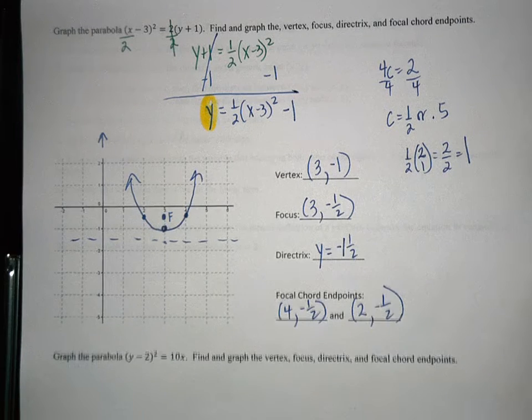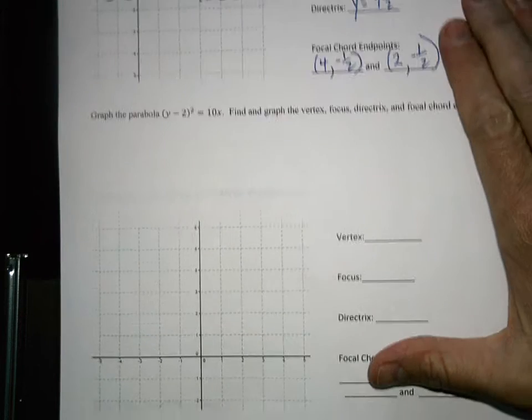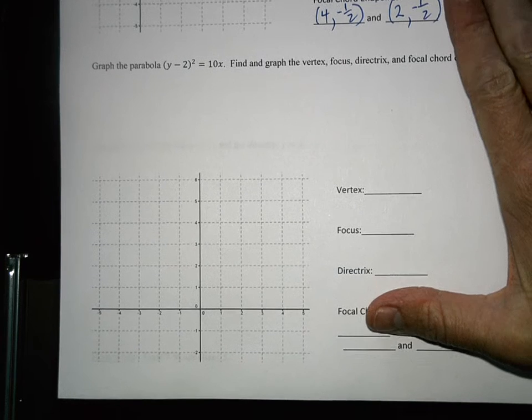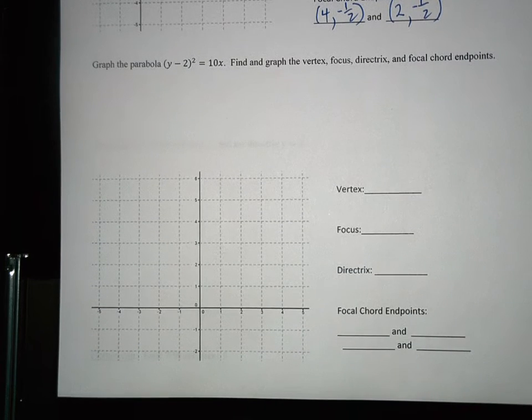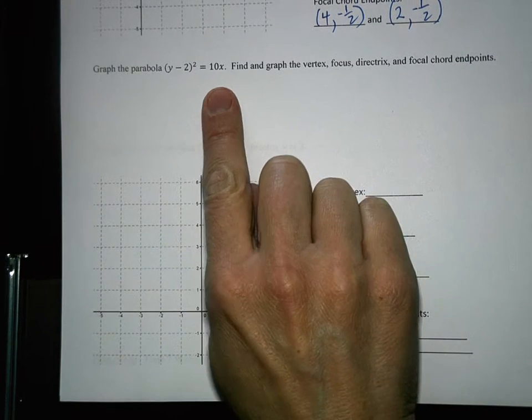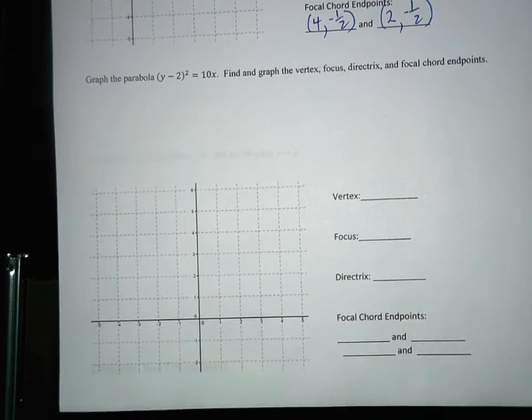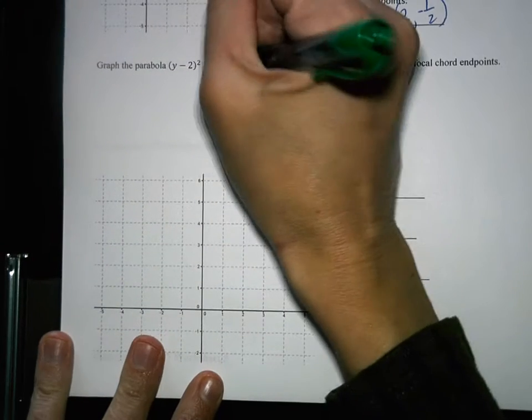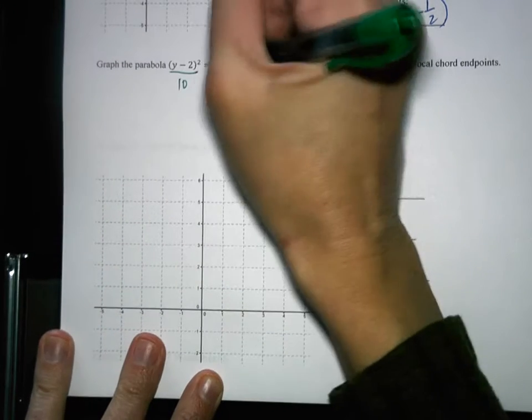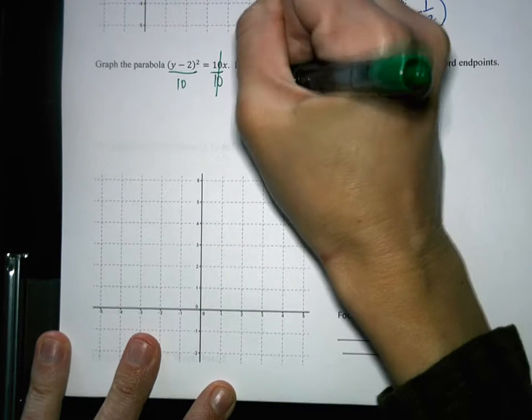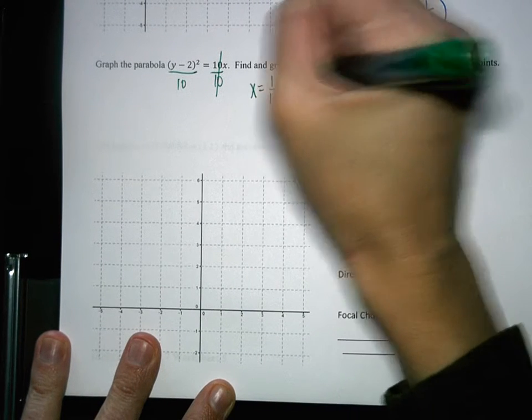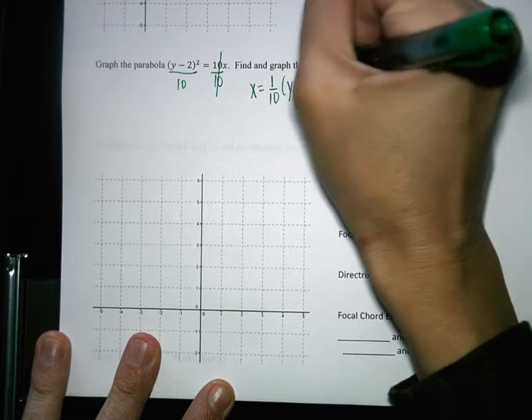Okay, moving on to the next problem. Again, this is not in vertex form, so we're going to have to change it to vertex form. So we want to get the x on this one by itself because the y is being squared. So we divide by 10 to both sides. These eliminate, and I get x equals 1/10 (y minus 2) squared.